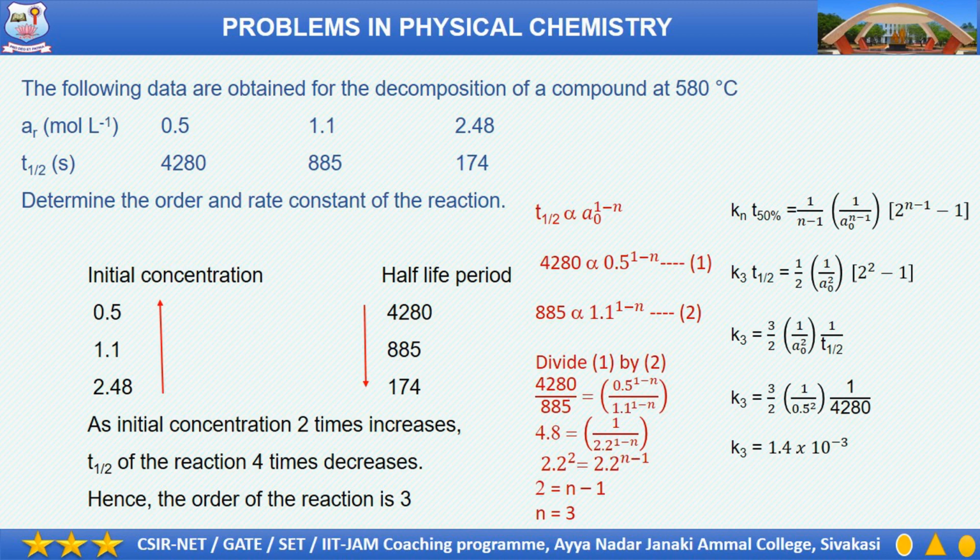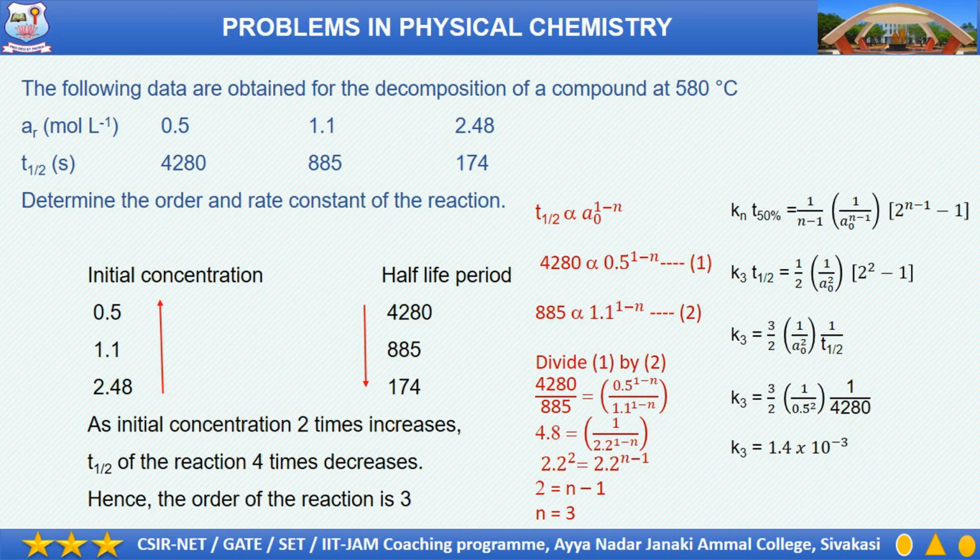You have to calculate the rate constant. It is a third order reaction, and you have to give the rate constant equation, the T half and the rate constant. What is the rate constant in terms of the T half? Derive that equation. Start from the general equation for T half.